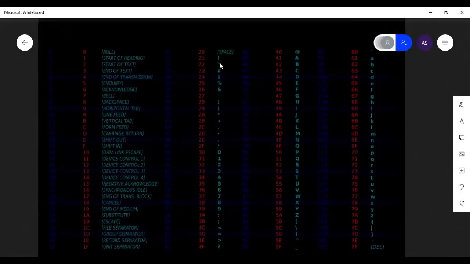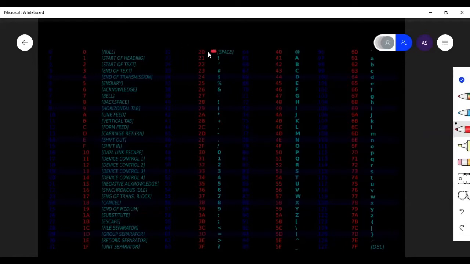Now you will see that all of these symbols, this exclamation mark, double quotes, stars, dollar sign, etc., and the numbers also, each have their own specific value, which you can see in blue to the left. So this represents 32, and the one in red is the hexadecimal value. We'll talk about what they are shortly.